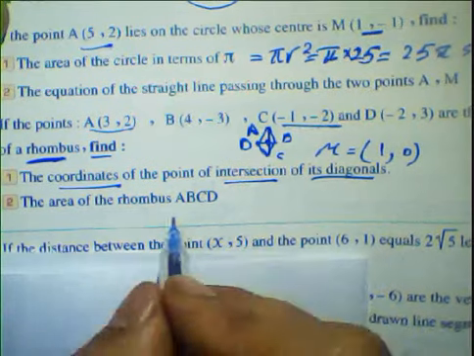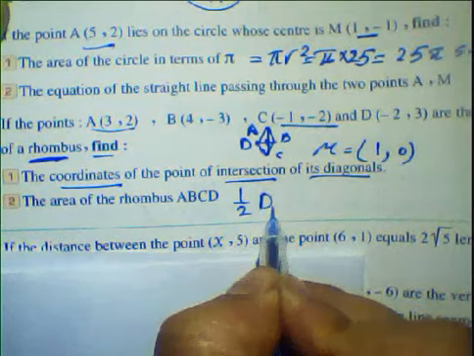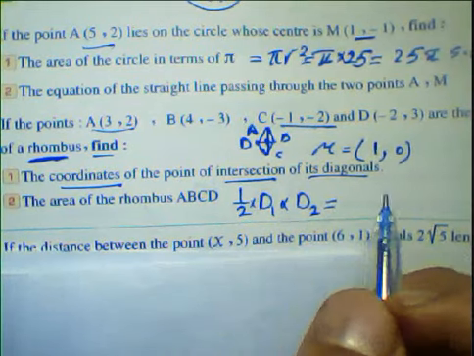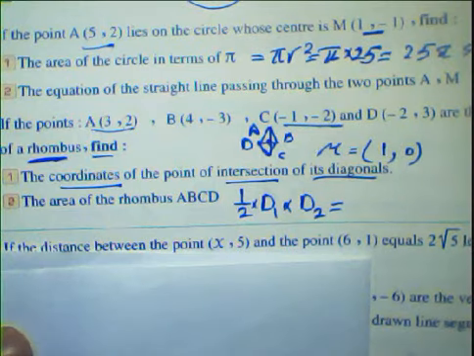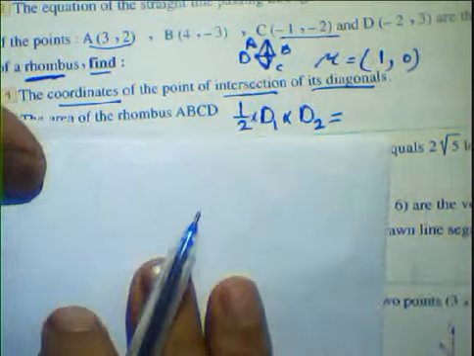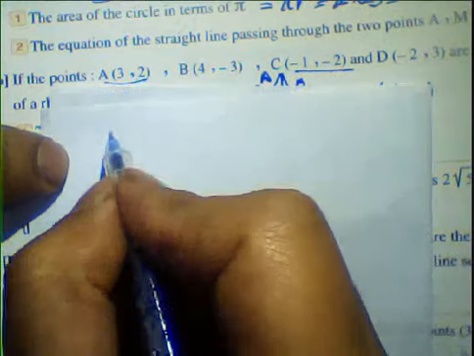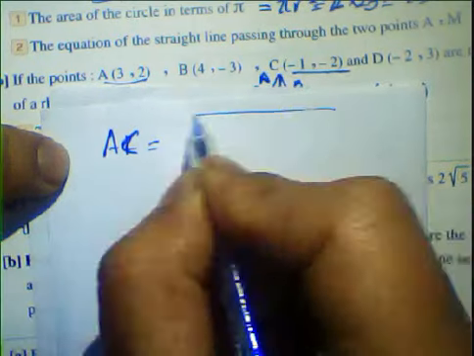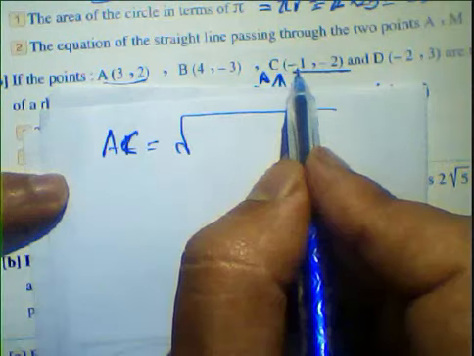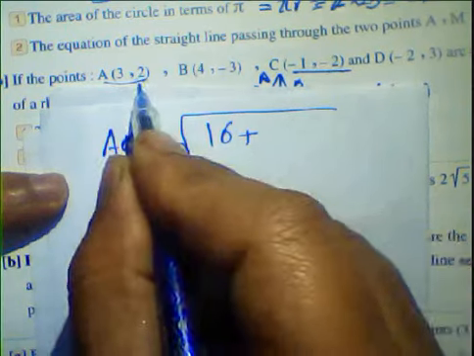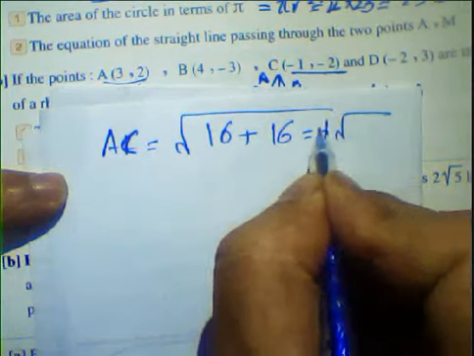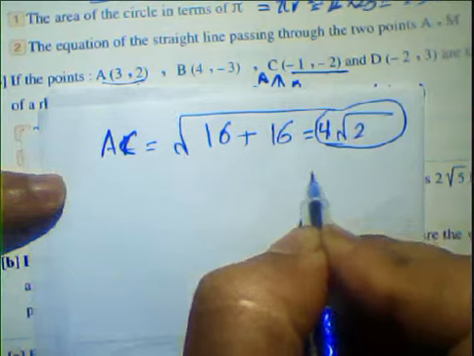Okay, and the area of a rhombus: area equals half multiplied by diagonal 1 multiplied by diagonal 2. So we must write diagonal 1 here, AC. We can find AC by the rule: square root of (x2 minus x1) power 2, 3 minus minus 1 equals 4, 4 power 2 equals 16, and 2 minus minus 2 equals 4, 4 power 2 equals 16. That means 16 times 2, which equals 4 root 2. The result will be 4 root 2 length units.